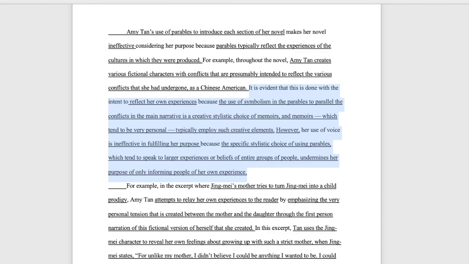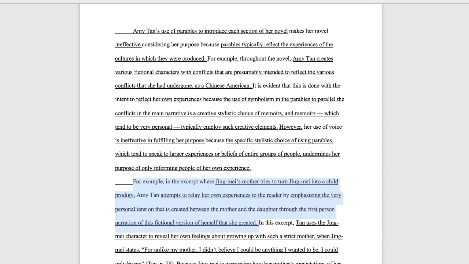I reiterate the bit that I added in the first sentence of this paragraph about parables having more to do with entire groups of people as opposed to just one person. As such, her inclusion of the parables may cause one to mistakenly believe that her novel is intended to speak for all Chinese people rather than only herself. So I essentially explain why what I had asserted in my subclaim would happen.